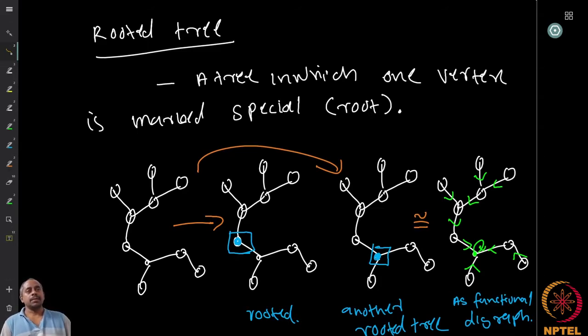So therefore, we can now call any of these a rooted tree without worrying about which definition it comes from, and we can use it as it is, and we can go from one to the other, etc. So this is a simple observation.